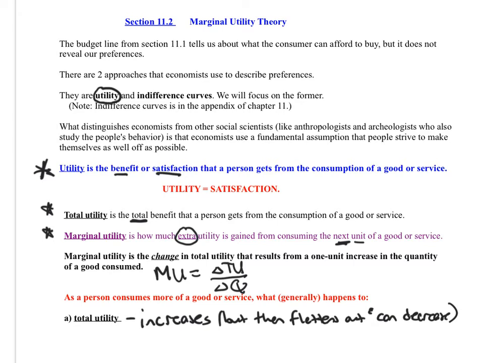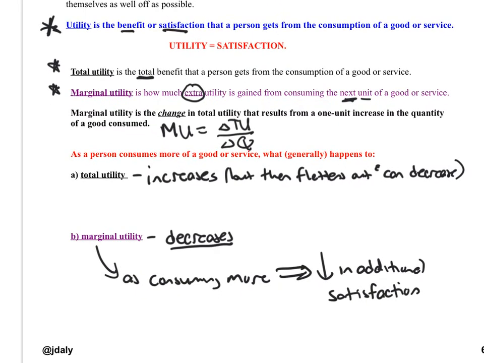So as you consume more, your total utility increases, but since you get less satisfaction, it's going to be increasing at a decreasing rate, and it can actually decrease if it causes you to get sick, such as with food, eating pizza. If you eat too much, your total utility can diminish, but usually we just do it increasing at a decreasing rate. And your marginal utility, once again, that first slice of pizza, I get a lot of satisfaction, but as I consume additional pizza, I get less satisfaction, so my marginal utility decreases as I consume more.